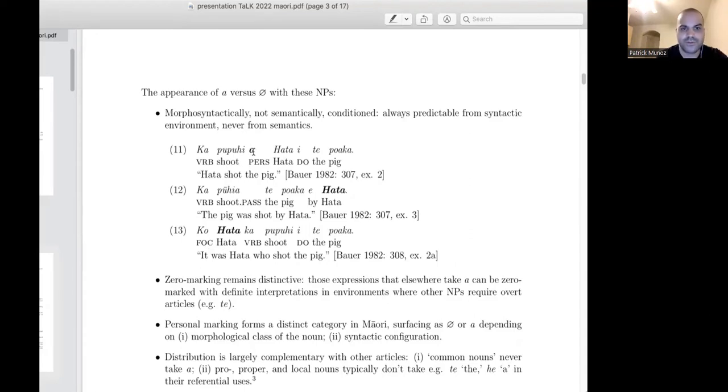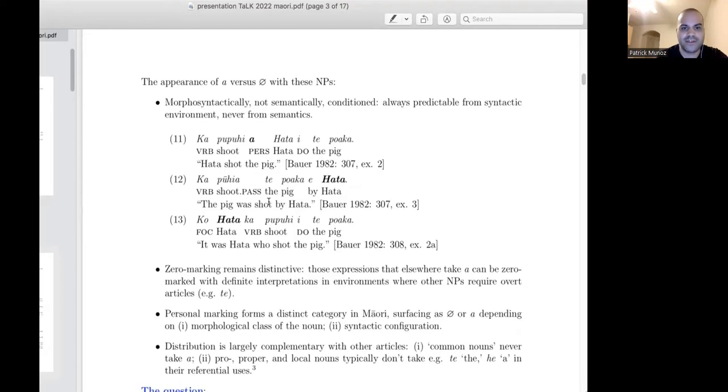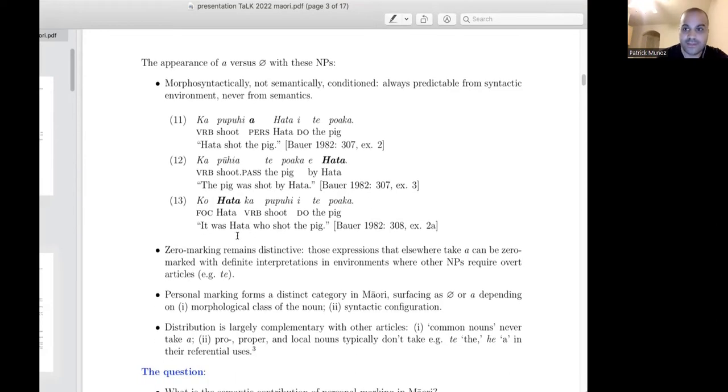So in neutral subject position, Hata, if you passivize, you're no longer after a preposition ending in i, so you just get Hata alone. The pig was shot by Hata, and then it was Hata who shot the pig, also no marking, because this ko marker is a focus or topicalizing marker. And so Hata is not in canonical subject position and gets no visible marking.